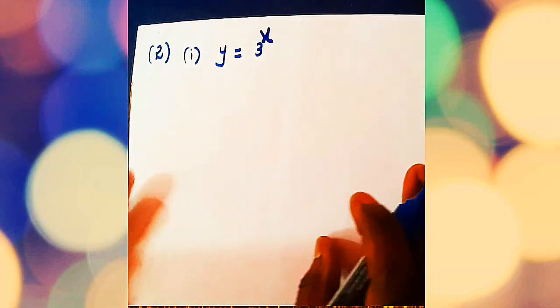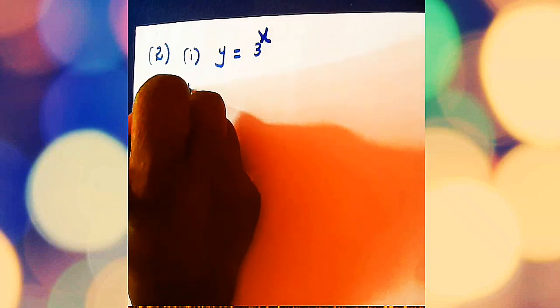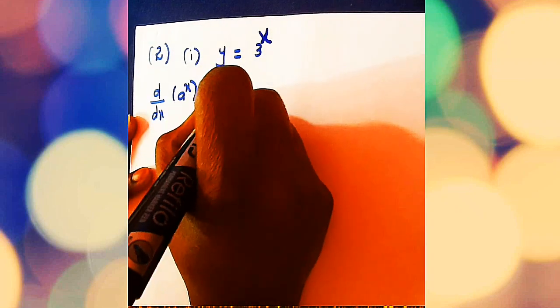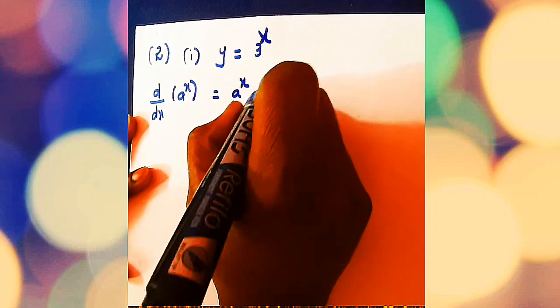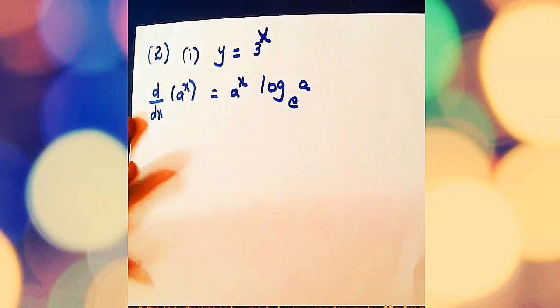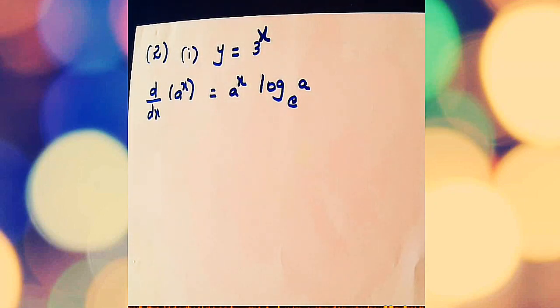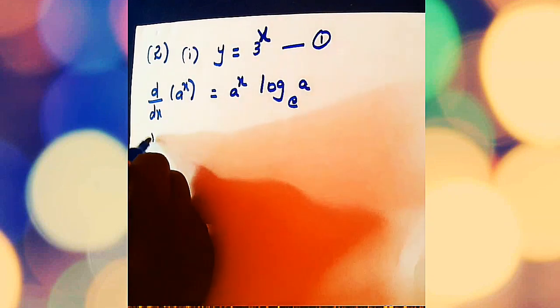It is of the form a to the power x. Did you see the difference from the previous problem we discussed, e to the power x? Here we are going to solve a problem on a to the power x. What is the differentiation of a to the power x? The formula is a to the power x log a to the base e. You have to remember this. I'll take this as equation 1.